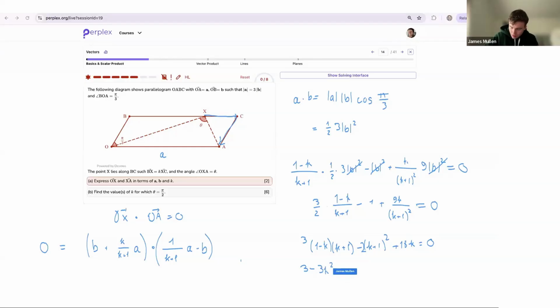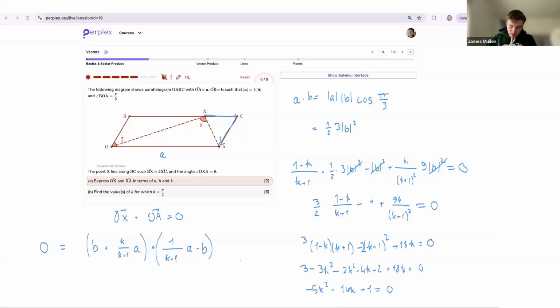And then I'm going to have minus 2 times (k plus 1) squared, and (k plus 1) squared is k squared plus 2k plus 1, so I'm going to have minus 2k squared minus 4k minus 2 plus 18k is equal to 0. All right, so now let's collect everything I have. Now I have negative 5k squared. Then I have negative 4k plus 18k. That's going to be minus 14k. And then finally I have 3 minus 2 is 1, so plus 1 is equal to 0.